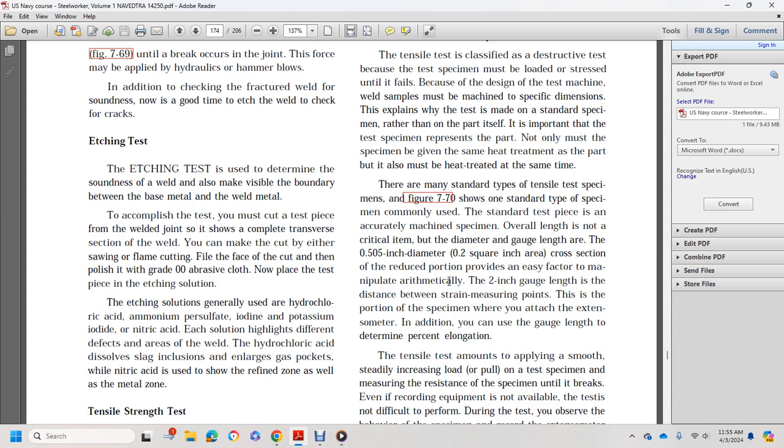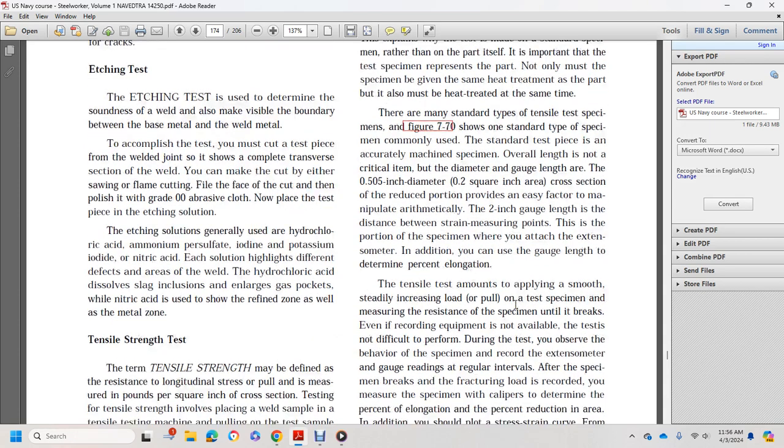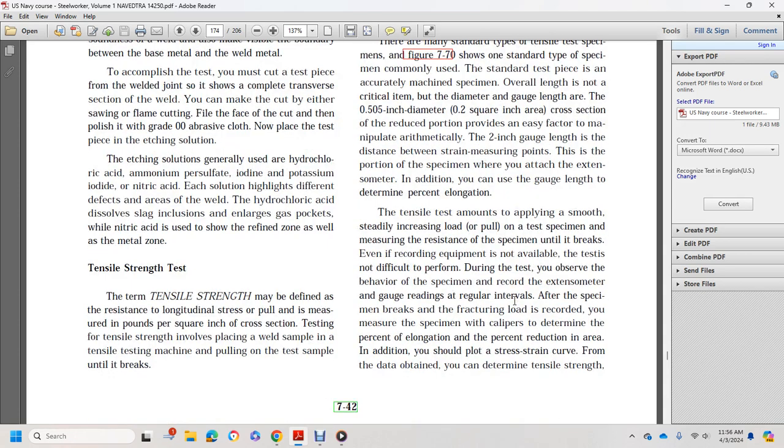The 2-inch gauge length is the distance between strain measuring points. This is the portion of the specimen where you attach the extensometer. In addition, you can use the gauge length to determine the percent elongation.